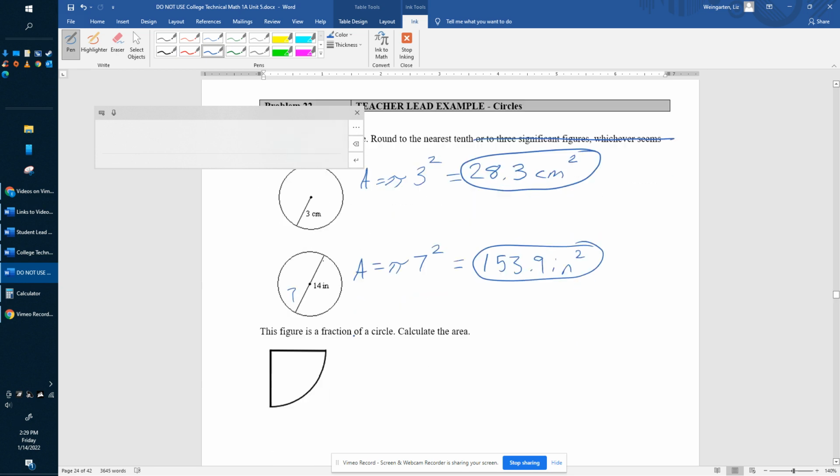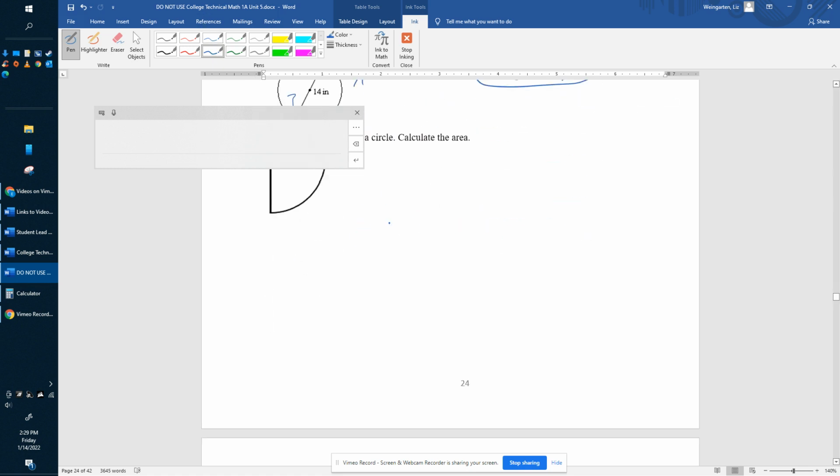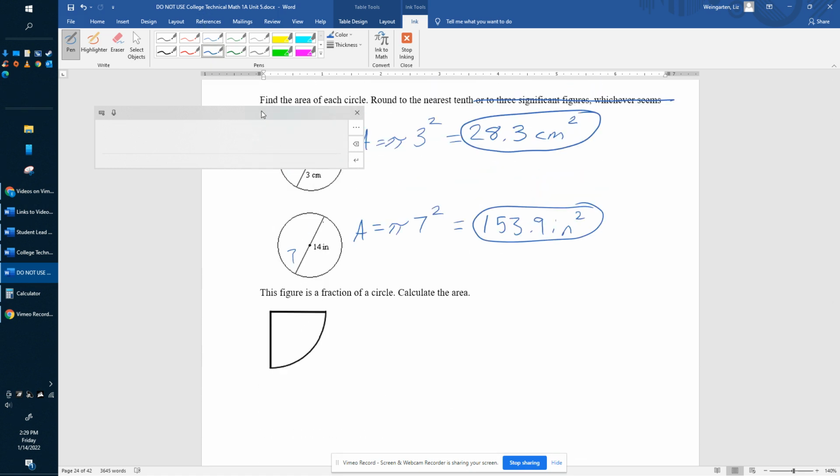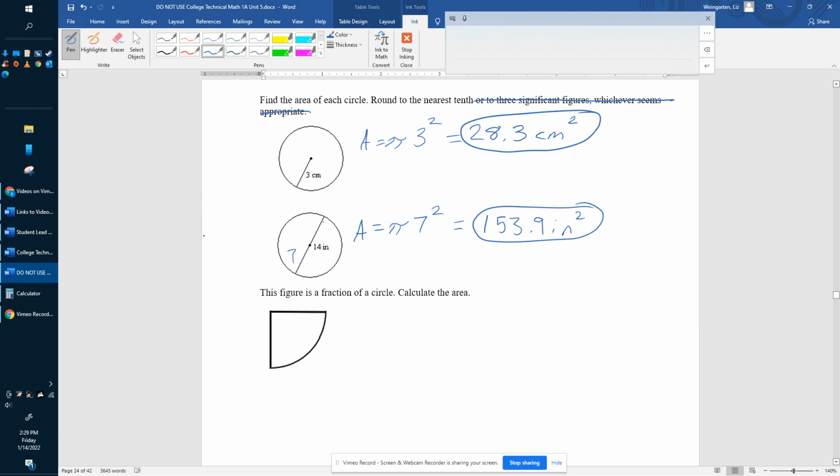There will be times where you might have a fraction of a circle. Calculate the area. Well, they didn't give us anything to calculate here. Let's say that the radius is 5. Now we have something to calculate. We'll call it 5 units.